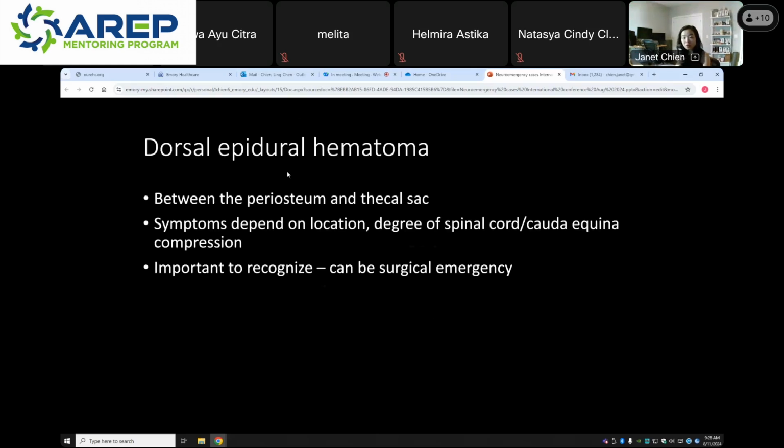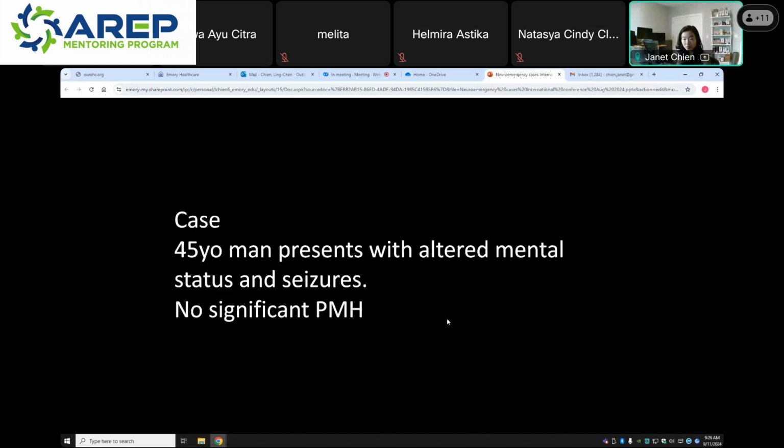So dorsal epidural hematoma is located between the periosteum and the thecal sac, and symptoms depend on the location of the hematoma and the degree of spinal cord and cauda equina nerve root compression. It's important to recognize because it can be a surgical emergency. All right, if no one has any questions, we can move on to the next one.